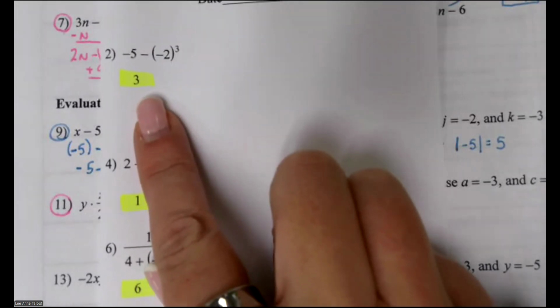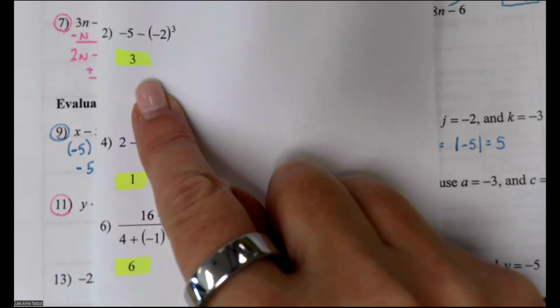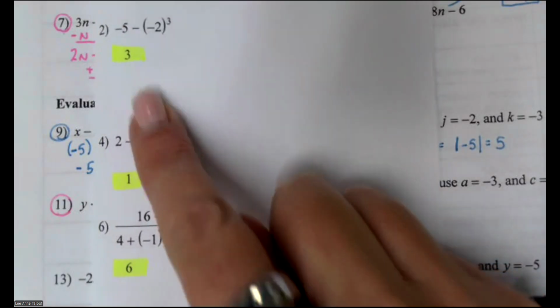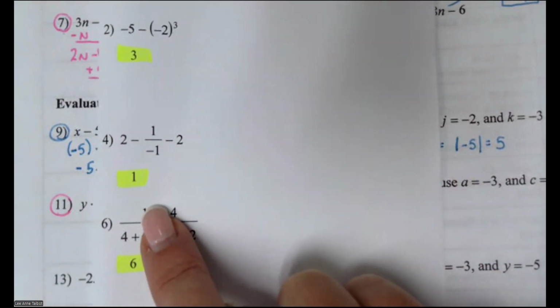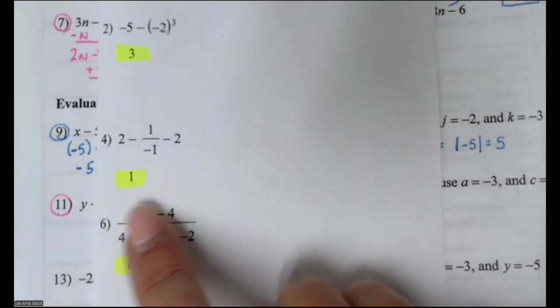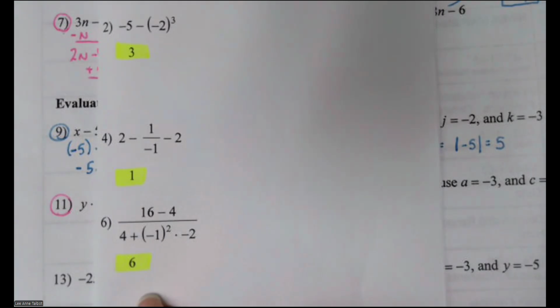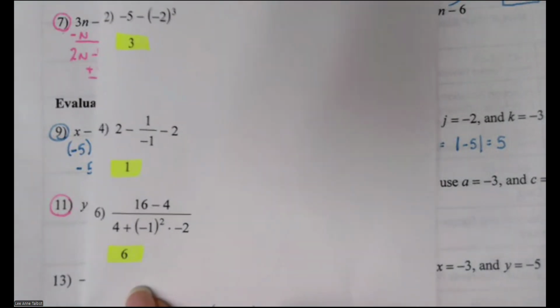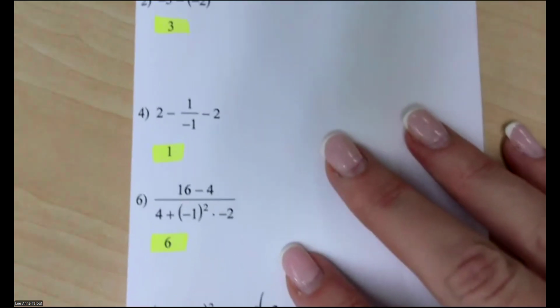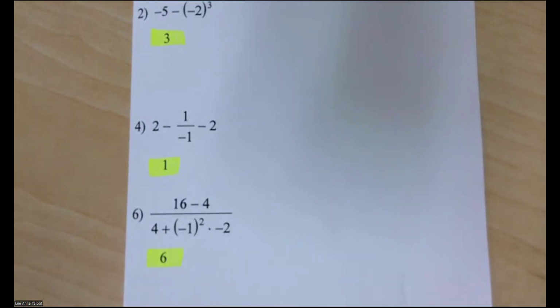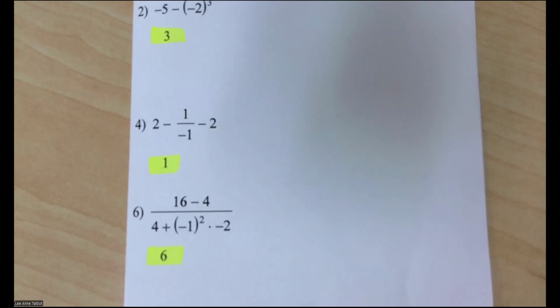Number 2 was 3. Number 4 was 1. Number 6 was 6. That's kind of fun. So 316. Of course. How do you know you got it wrong? You don't have it done.